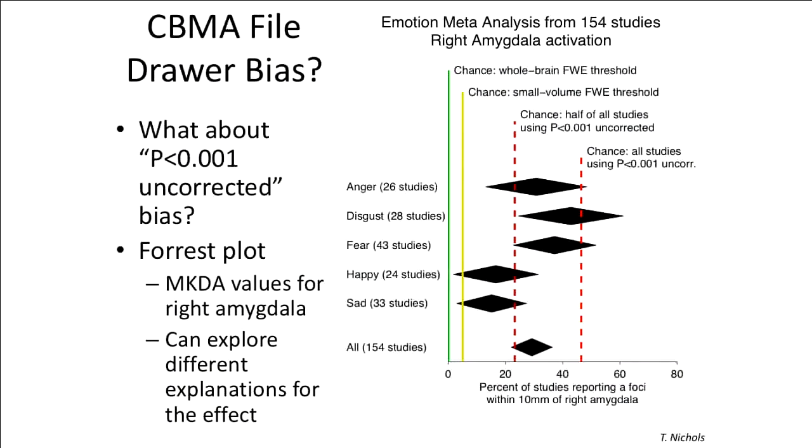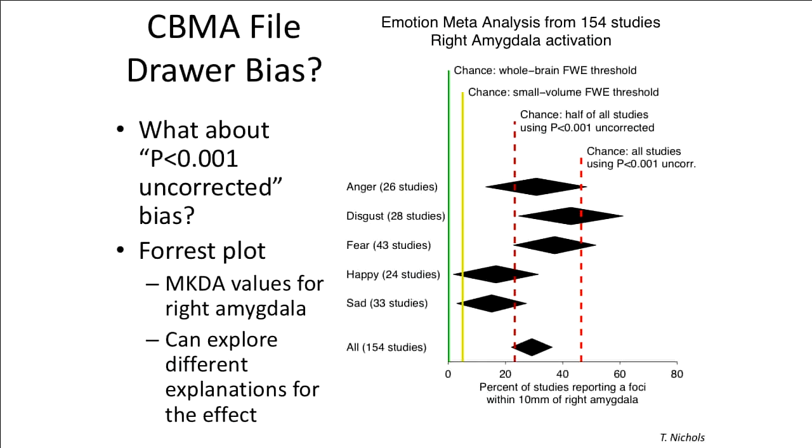And here's another example that I worked up from looking at a region of interest. I just wanted to ask the question: if everyone used this threshold, p less than 0.01 with no correction, what would happen? I got this data from a meta-analysis of 154 studies in the right amygdala. The actual data are here in the diamonds. What I'm plotting is the proportion of studies that had one or more responses in the right amygdala. I get these triangles because these are across studies, so I can get the standard error from simple binomial counting statistics.